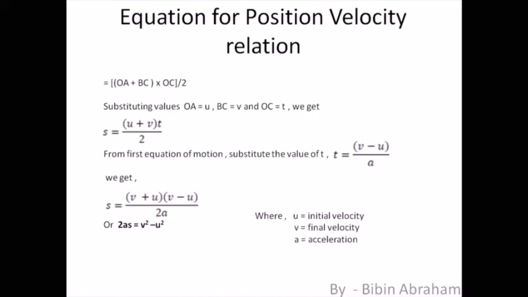This is your third equation of motion, and you can see I got the relation between your position and velocity. Your S and V is now related. So this is known as your third equation of motion, that is 2as is equal to v square minus u square, in which u is initial velocity, v is final velocity, and a is your acceleration. I hope this is clear, right? So this is known as your third equation of motion.